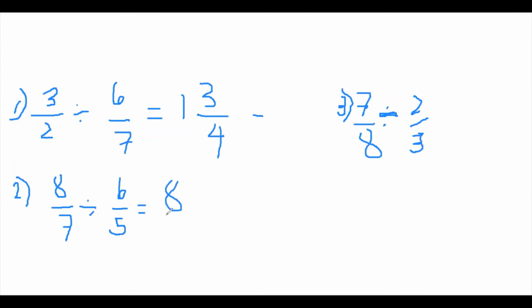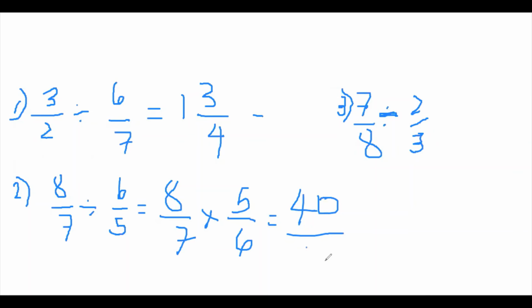So I have 8 over 7 multiplied by 6 over 5. It's a reciprocal now. So I forgot. Wait, where's my eraser? Here. So we have 5 over 6. So it's like that. 8 times 5 is 40 and 7 times 6 is 42.